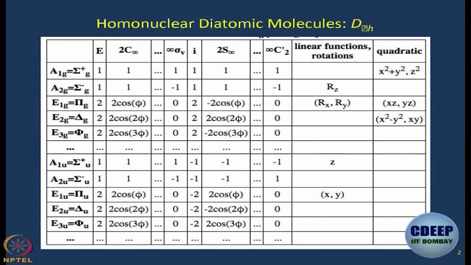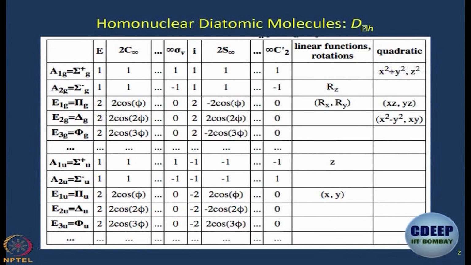Where is it? Oh, then it must be somewhere here, right? First of all, it has to be U, A1U. A1U is something we do not use, we use sigma U plus. Yes, sir.